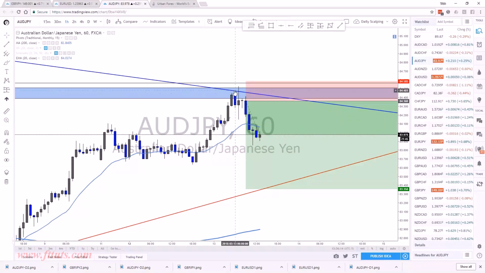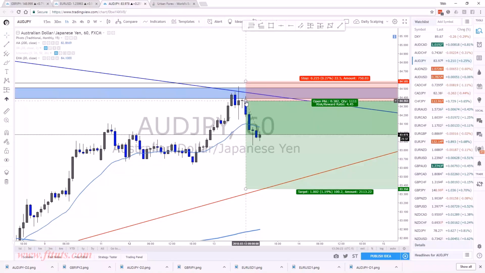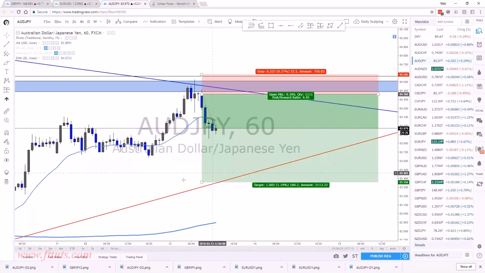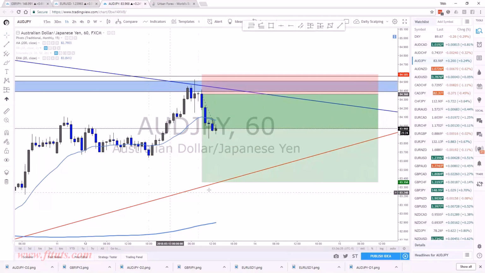Right here it's indecision. But then when we had this doji right here, we knew that we were good to go ahead and enter the market, and that's where we entered. We took a very, very small amount of drawdown and then went straight into profit. And it's been dropping ever since. And our take profit is this counter trend line now.